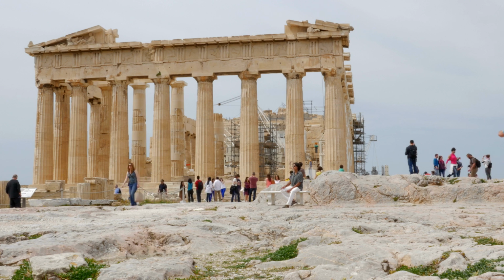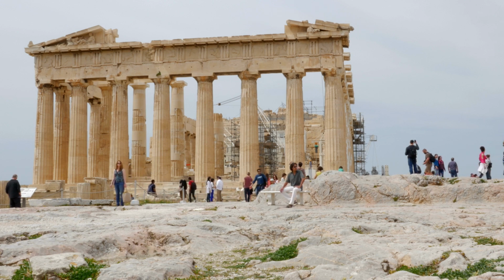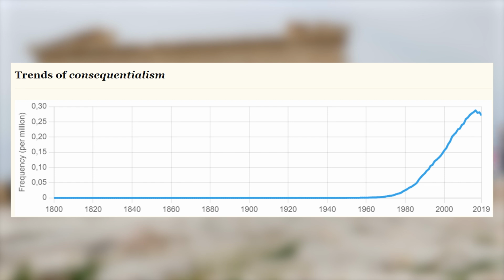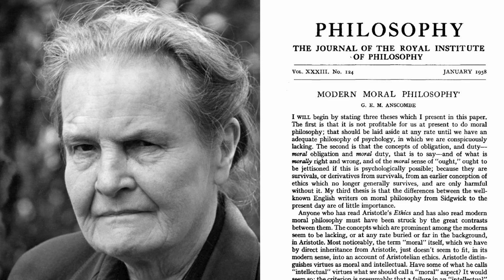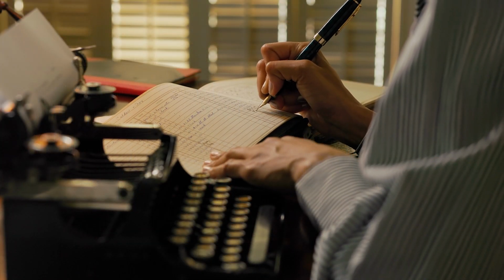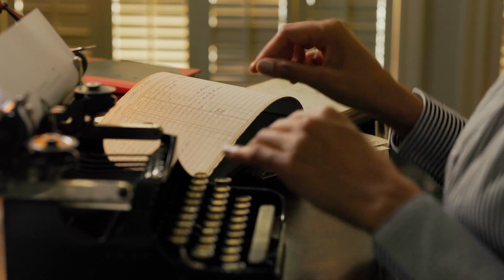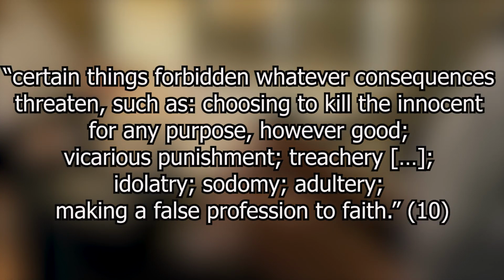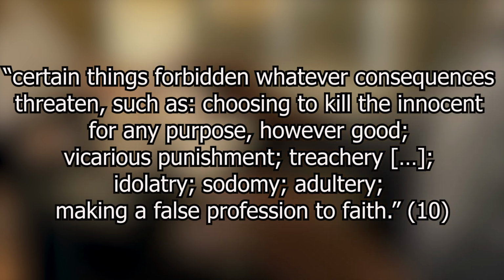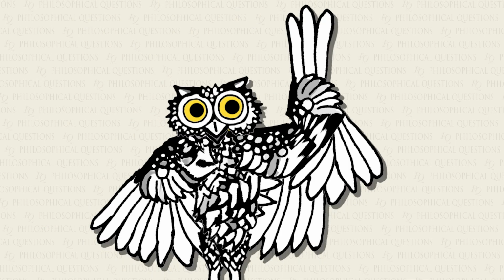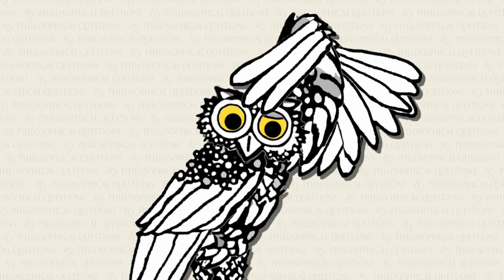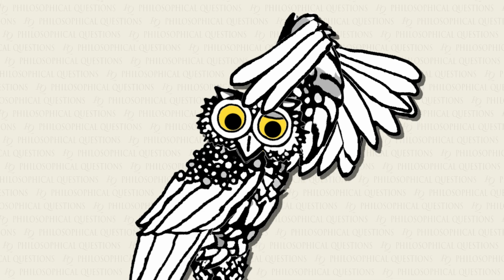Even though philosophy dates back thousands of years, researchers argue that the term consequentialism is actually quite new. Its first use is credited to the philosopher Elizabeth Anscombe in her seminal paper Modern Moral Philosophy, published in 1958. In her paper, Anscombe distinguishes ethical theories that are concerned with consequences and contrasts them with those that hold certain things forbidden, whatever consequences threaten, such as choosing to kill the innocent for any purpose, however good, vicarious punishment, treachery, idolatry, sodomy, adultery, making false profession to faith, and so on. In a nutshell, one mark of consequentialist theories is that they do not have any categorical prohibitions. Whether or not an action is morally right always depends on the consequences it produces.